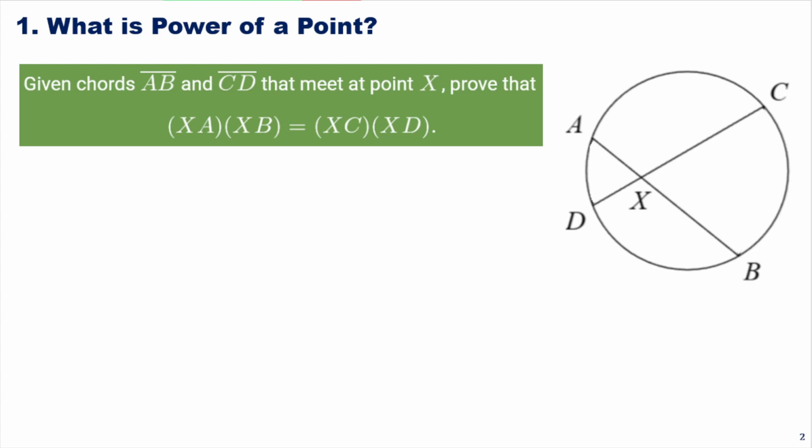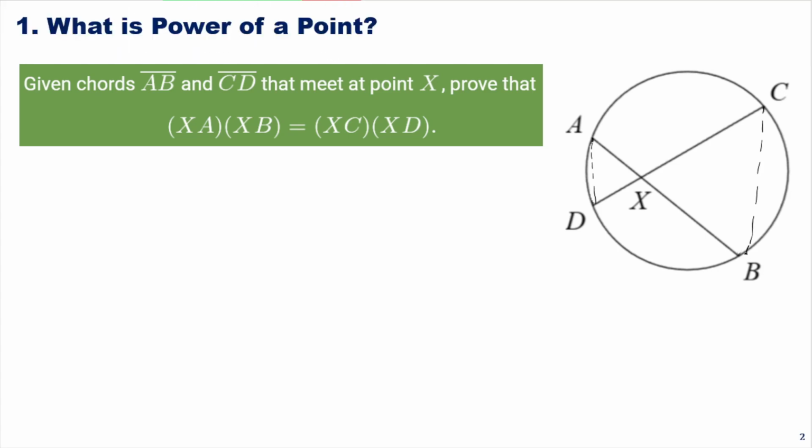First of all, let's look at the meaning of power of a point by looking at this example. Given chords AB and CD that meet at point X, can you prove that XA times XB equals XC times XD? Well, it looks like we need to prove two ratios are equal, right? If two ratios are desired to be equal, usually we'll use similar triangles, right? So, for example, we could connect AD and BC.